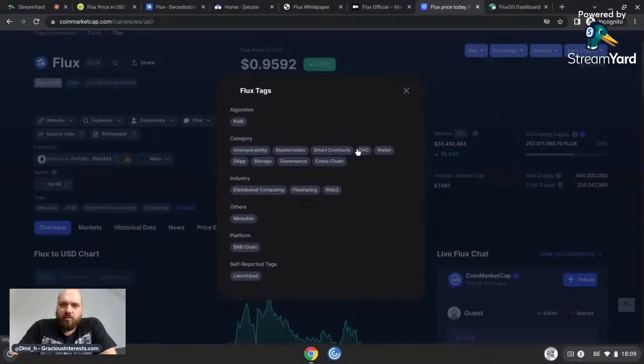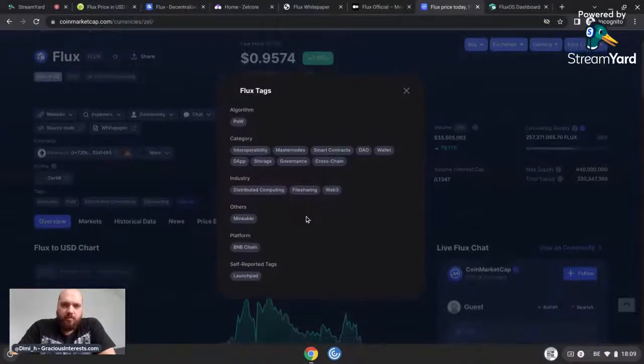Masternode, smart contracts, decentralized organization or DAO, wallet, dApp, storage, governance, cross-chain, industry, distributed computing, file sharing, and Web3. It is linked towards Web3. Can be interesting. Generally, Web3 can be used as a buzzword, so we'll have to check out if it checks out. Platform, BNB chain, self-report tax, launchpad. Okay.